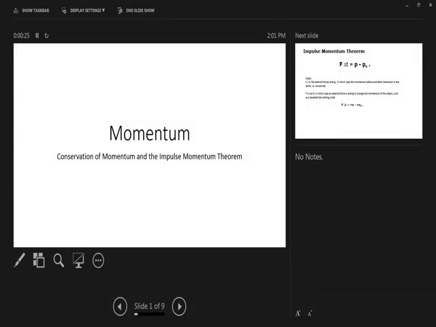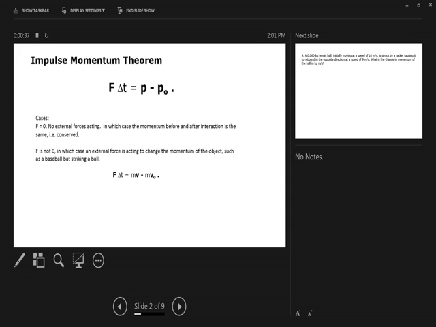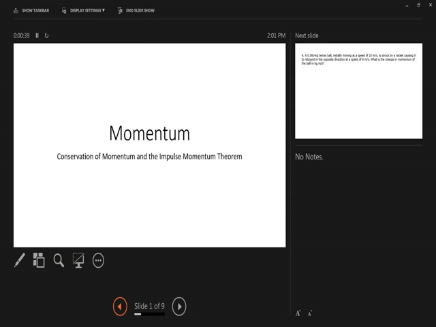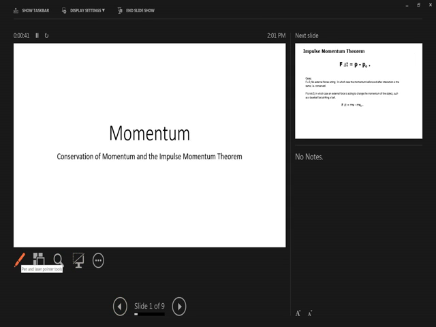Okay, I want to talk to you a little bit about momentum here today. Two aspects of momentum. Well, let's back up here a minute. Some tools here. Here we get a pen here, okay? Conservation of momentum, number 1, and impulse momentum theorem, number 2.